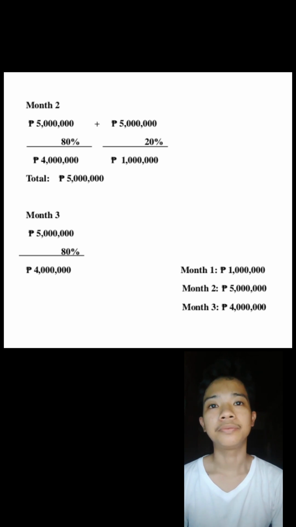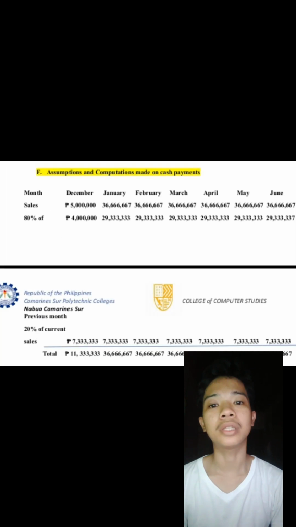Month 1, 1 million. Month 2, 5 million pesos. Month 3, 4 million pesos.